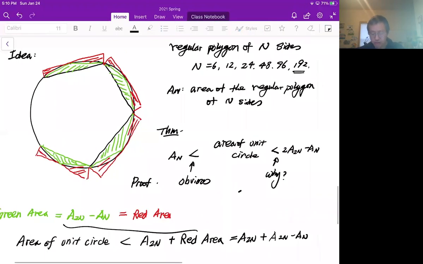Does that make sense? So if you want to estimate pi, you need a lower bound. The lower bound is easy, but you also need the upper bound. How do you get the upper bound? By using the area of the regular polygon, which is inside the circle. And you can do that, right?